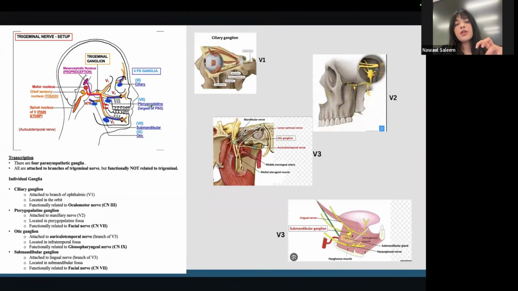So we want to know all the ganglia that are associated with the trigeminal nerve. They don't contribute to the trigeminal nerve, not functionally at least, but they are physically in close proximity to it. Let's start with the ciliary ganglion. This attaches to the branch of the ophthalmic, which is V1. You can see the ciliary ganglion is attaching to the nasociliary nerve. The nasociliary nerve is a part of trigeminal. The ciliary ganglion is not.